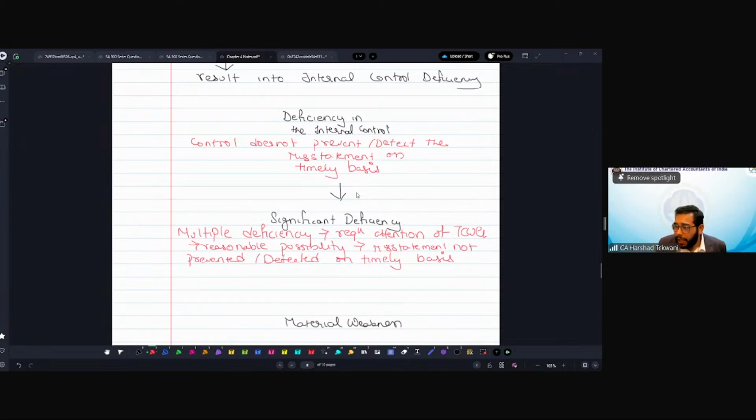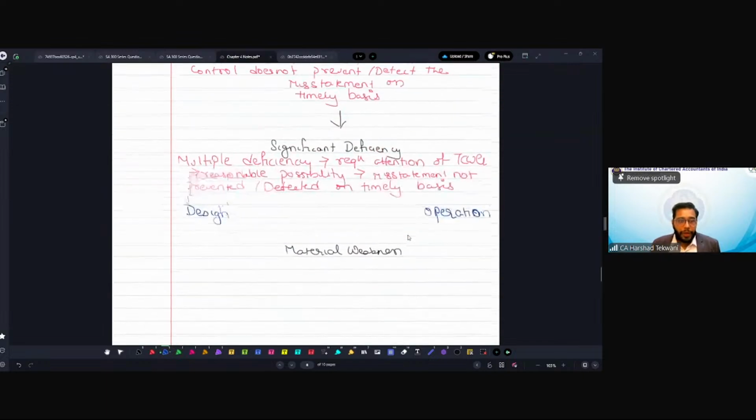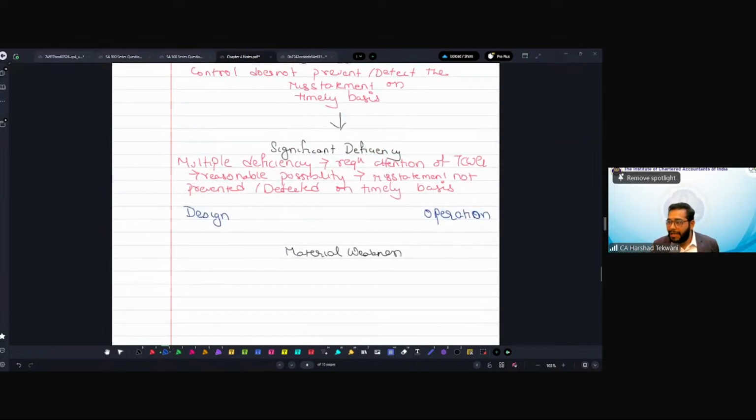Now that could be in the design, and that could be in the operations. So it could be design related or it could be operation related. And we will understand what design related deficiencies and operation related deficiencies are in some time. Don't worry about that. Now then comes the next part, material weakness.